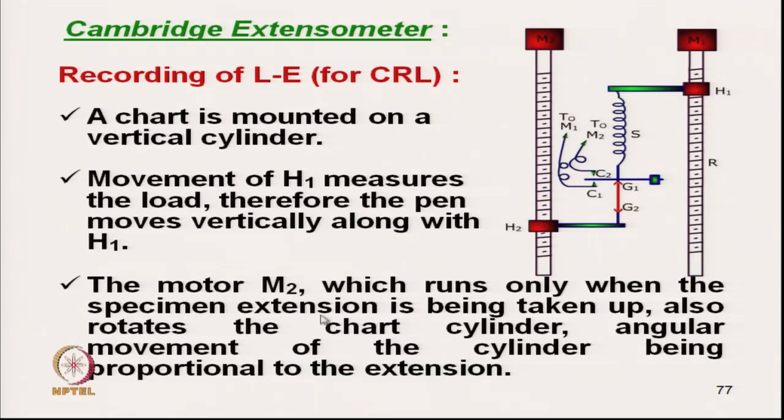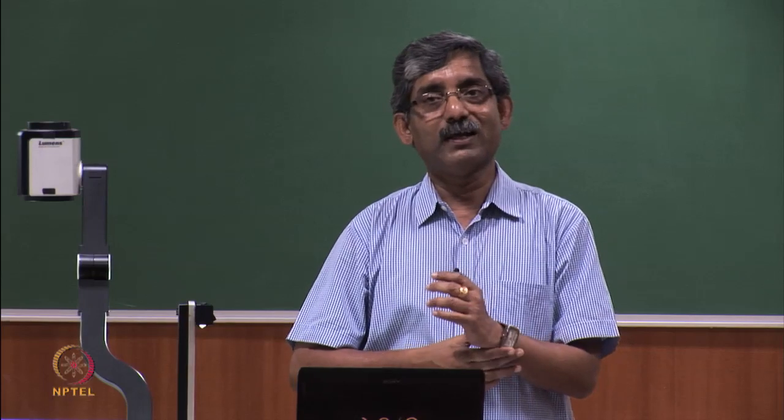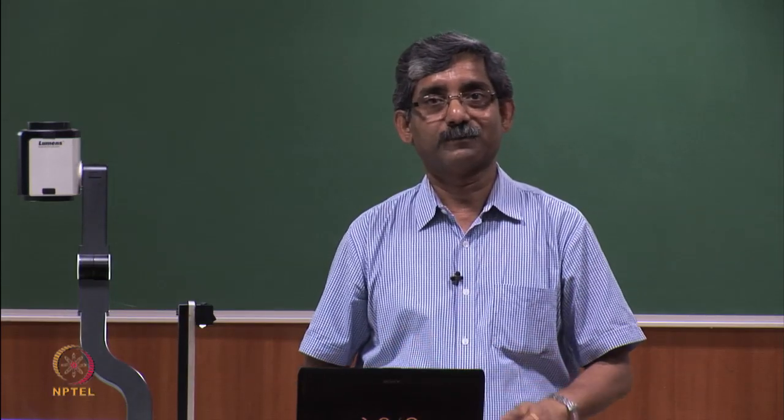The motor M2, which runs only when the specimen is extended, also rotates the chart cylinder, the angular movement of the cylinder being proportional to the extension. And in the case of the CRE principle, we can similarly get a plot.